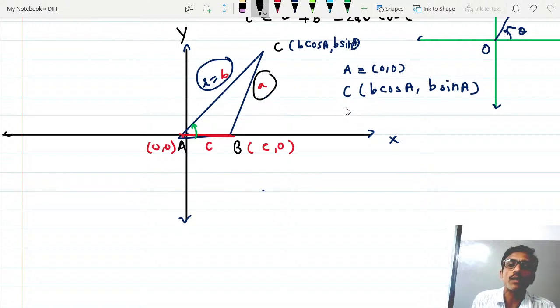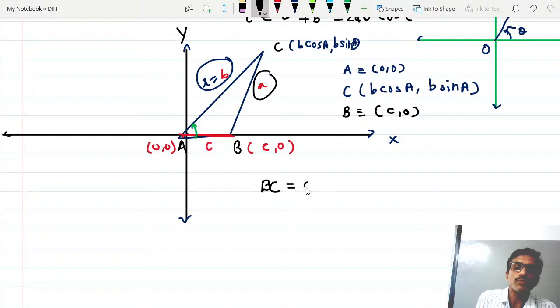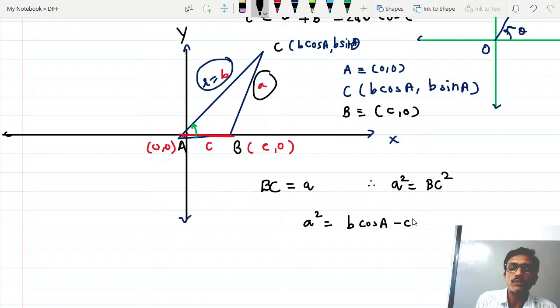What are the coordinates of B? It is (c, 0). Now what is BC? It is equal to a. Therefore a square is equal to BC square. We apply here the distance formula. So a square will be equal to BC square: (x1 minus x2) square, that is (B cos A minus c) whole square plus (y1 minus y2) square, (B sin A minus 0) whole square.